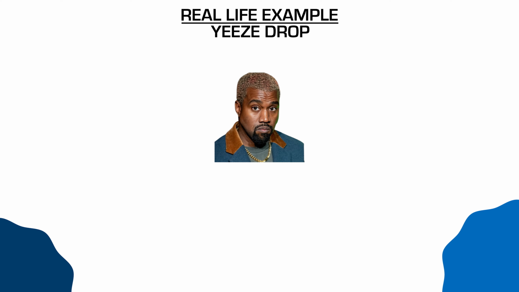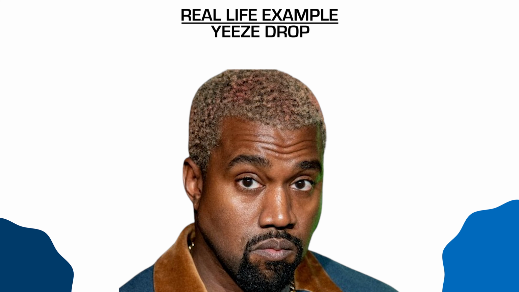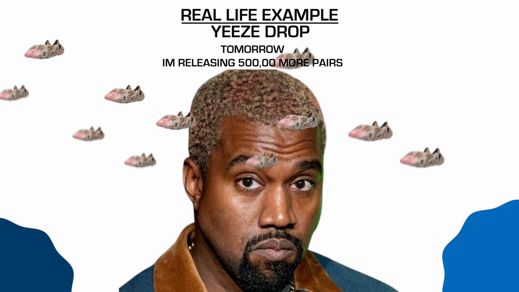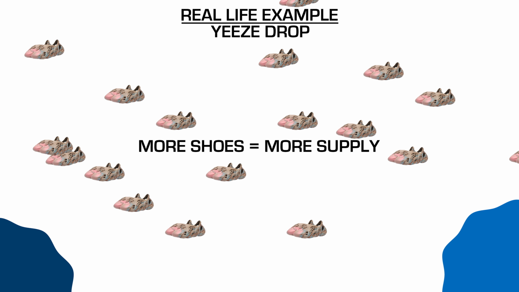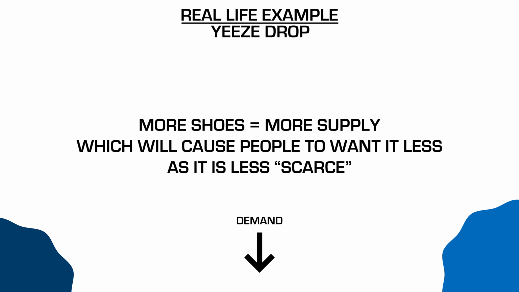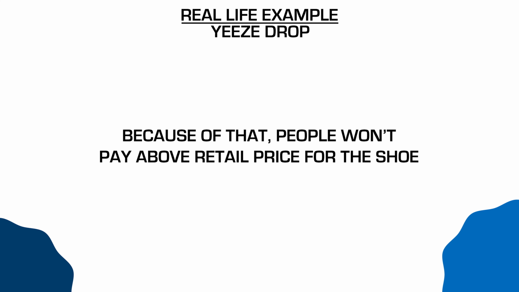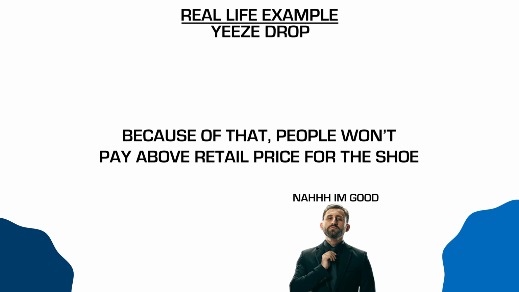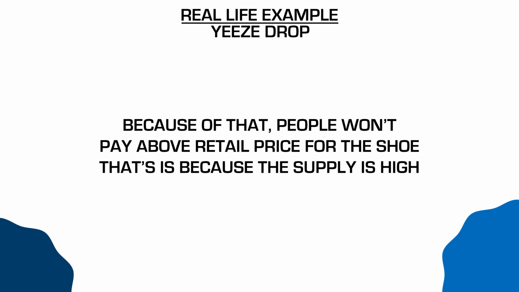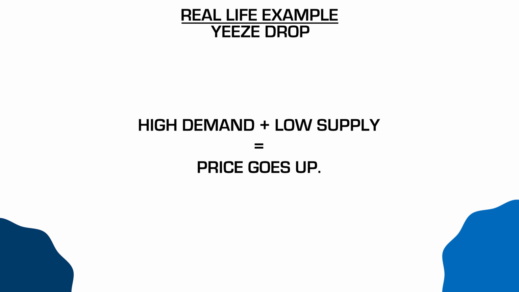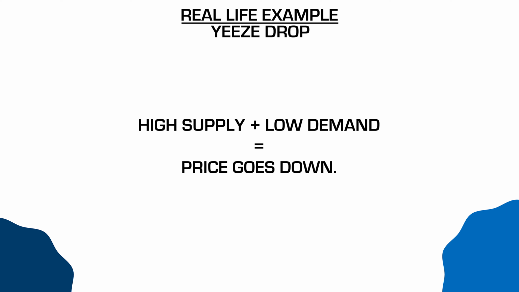Now, because Kanye West is a little bit cuckoo, he may decide tomorrow to release 500,000 more pairs of shoes. This will create a lot of supply, right? And demand will probably go down, as if you want to get the shoe, you will be able to get it at retail price, meaning people will not pay above retail price again because the supply is really high. So basically, when we have a lot of demand and a little bit of supply, the prices go up. And when we have a lot of supply and not that much demand, the price tends to go down.